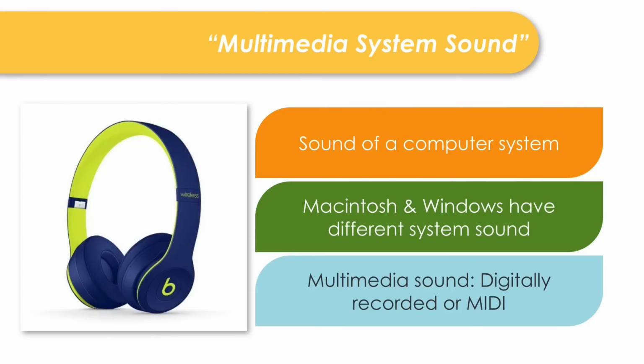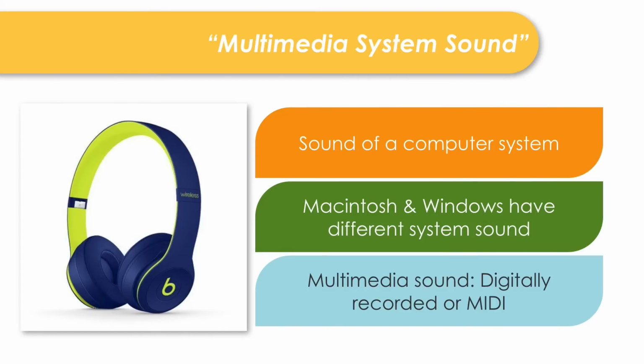Now we discuss multimedia system sound. Multimedia system sound is the sound used by the computer system, not used by the user, that is, all the sound that the computer system or operating system uses. For example, if we make an error, a sound will come out indicating that we made an error. So that is system sound. We use system sound for startup and also warnings.